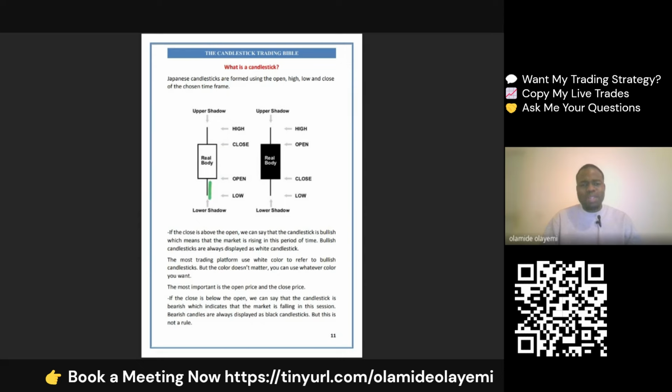This line is called the lower shadow. The center, it's high. This is closed. This is open, and then this is low. What is the meaning of this is what I want to explain now. So just bear with me while we understand it together. This is upper shadow. This is lower shadow.